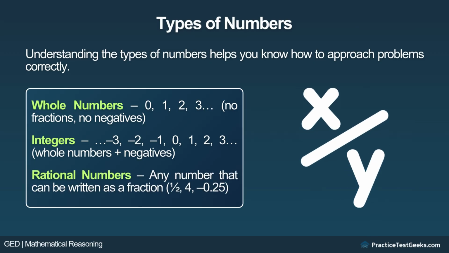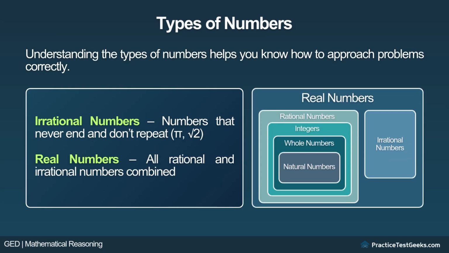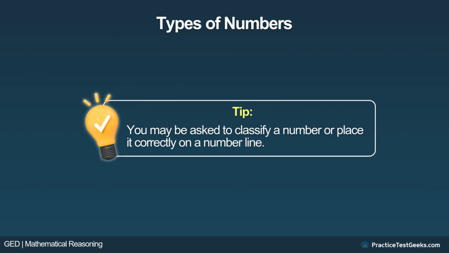Then, rational numbers are numbers you can write as a fraction or ratio, such as 1/2, 4, or -0.25. If a decimal ends or repeats, it's rational. On the other hand, irrational numbers can't be written as simple fractions. They never end and never repeat, like pi or square root of 2. Finally, real numbers include both rational and irrational numbers, basically everything that can go on a number line. GED tip: you may be asked to classify a number, estimate its value, or place it on a number line, so knowing these categories is key.